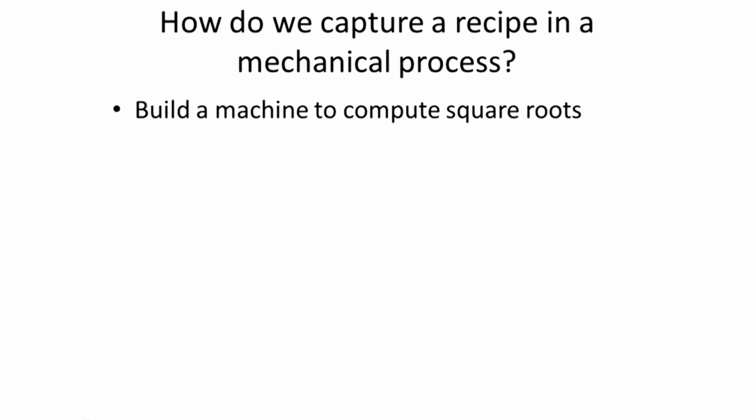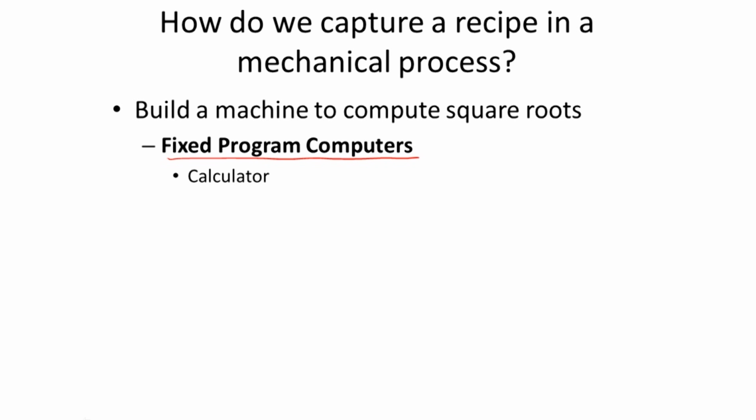First one is we could build a machine specifically to compute square roots. Might sound odd, we probably don't need something quite that particular, but in fact, early computers were exactly this. They were instances of what were called fixed program computers. And a fixed program computer was something that did a specific calculation and was designed to do exactly that. In fact, you've seen a fixed program computer. A calculator is exactly that. It does a set of arithmetic computations. That's all it does. Could be more complicated. In fact, some of the early computers were.